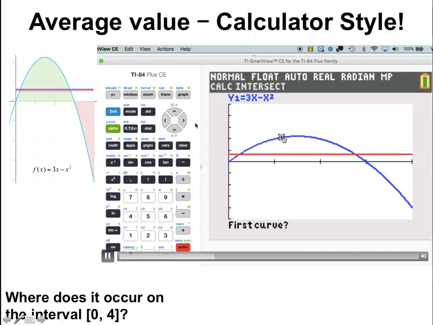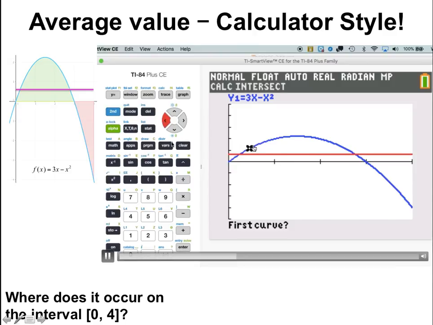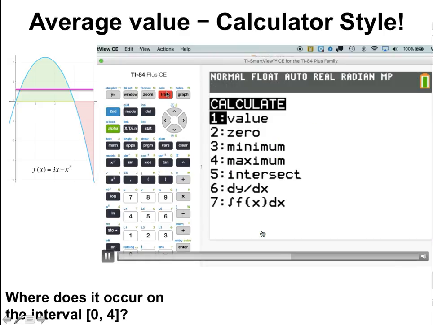My first curve, it's asking me, I'm going to go ahead and get close to this intersection, but I don't really have to. So the first curve is traveling along the blue curve. It's asking me to confirm the first curve. So I'm confirming the blue curve by hitting enter. And see how it jumps to the red curve? Now it's asking me to confirm the second curve, so I'm going to hit enter again. And that's asking me for a guess, which means I want to arrow close to this intersection and hit enter. And so here is the actual intersection. So the x-coordinate is 0.242, correctly rounded to 3 decimal places per the AP standards.